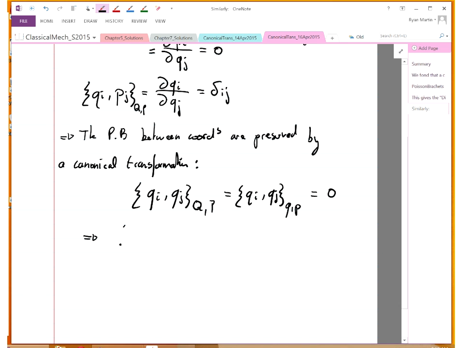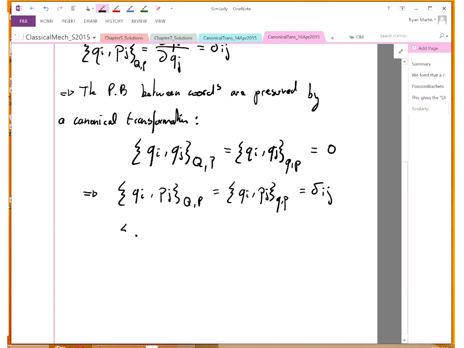And so what we find is that between the coordinates, so Qi and Pj, let's say, evaluated in Q and P, that would be the same as lowercase qi, lowercase pj, evaluating the initial coordinates, like delta ij. And similarly for the Pi with the Pj, that's equal to what you got originally, pi and pj.